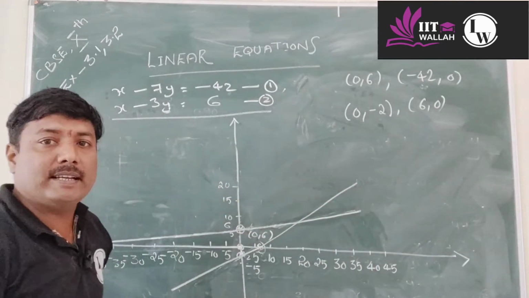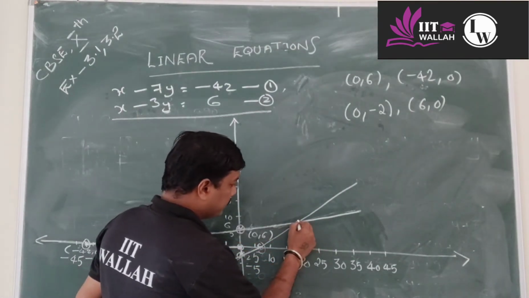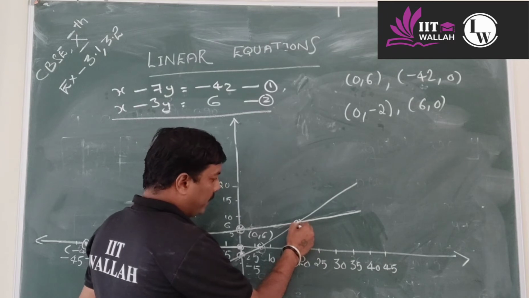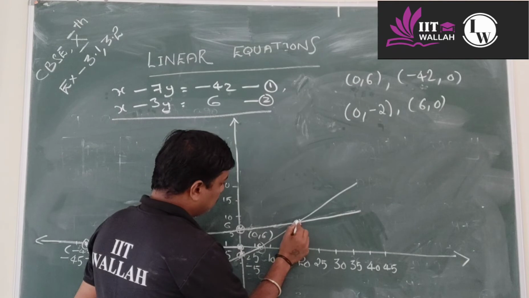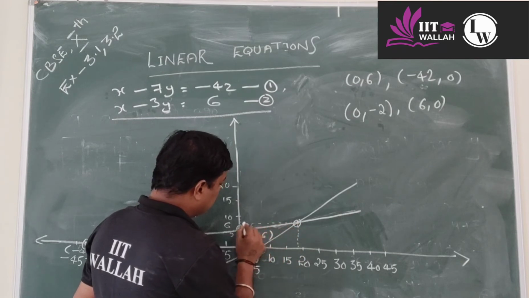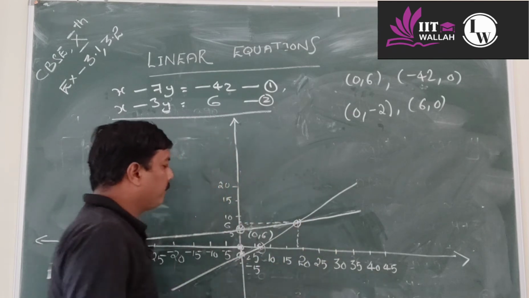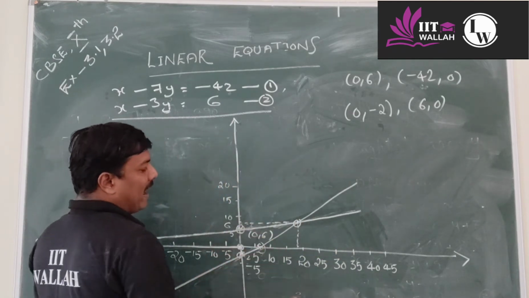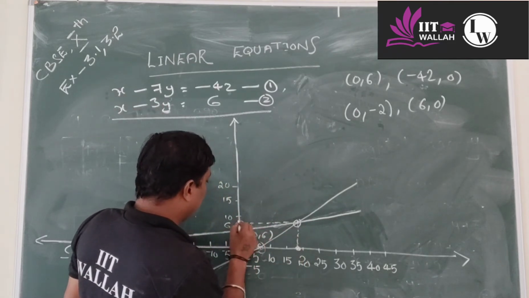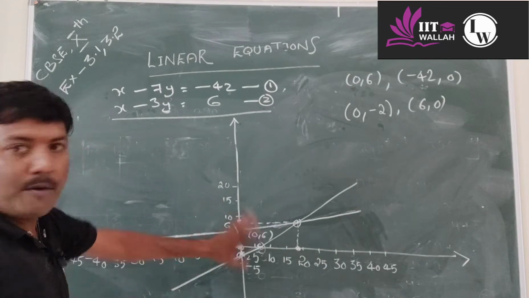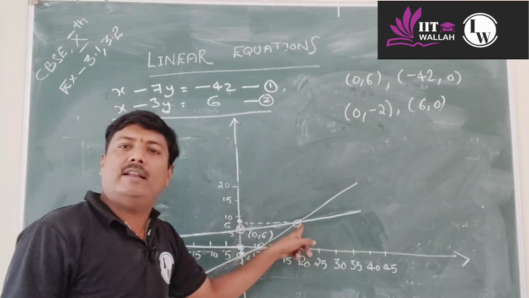See, you can clearly see that these two lines intersect at this point. And you drop a perpendicular from here and from here. Okay? And these are the values of x and y. See, this is the value of x, this is the value of y. Graphically we got it. So the coordinates of this point will give you the value of x and y.